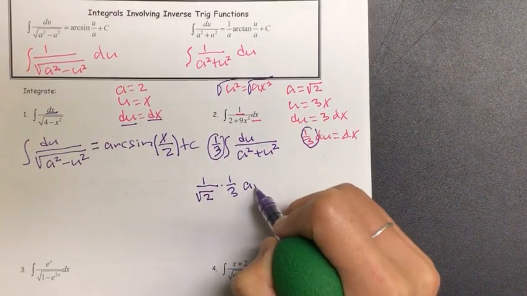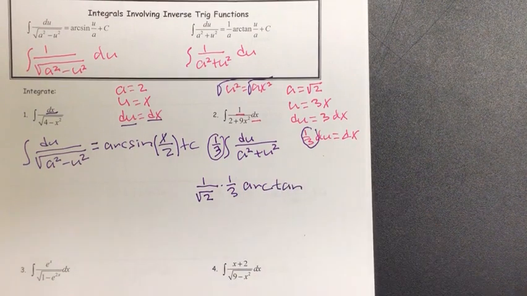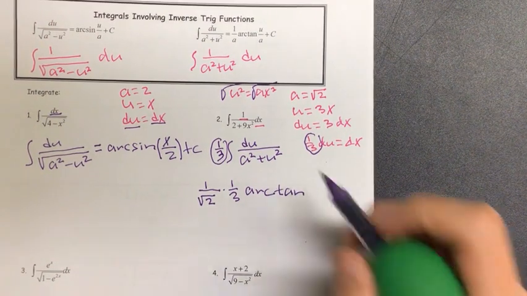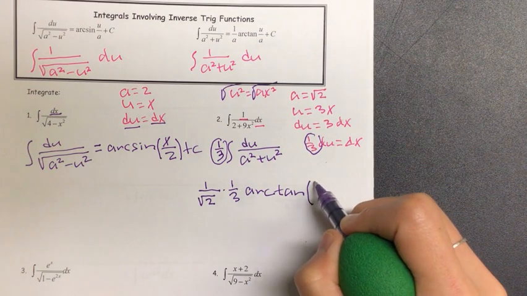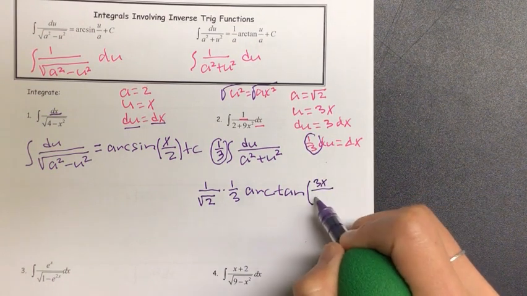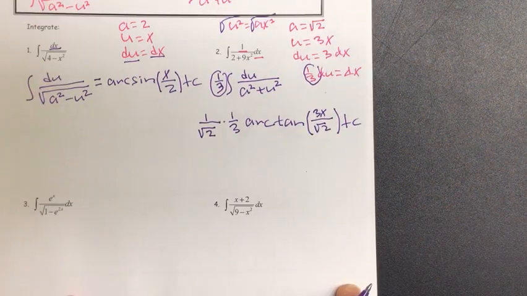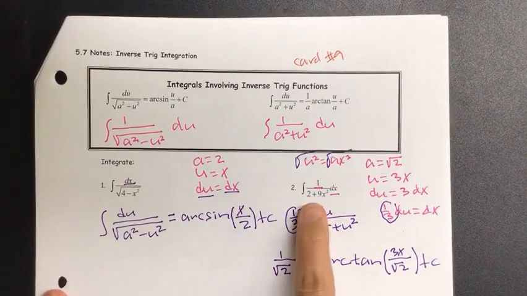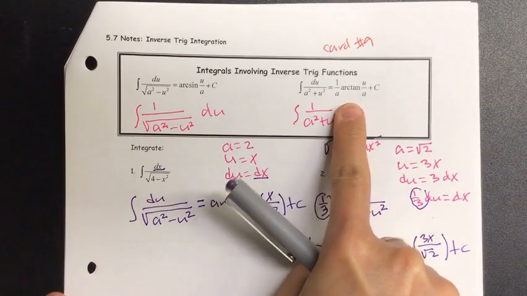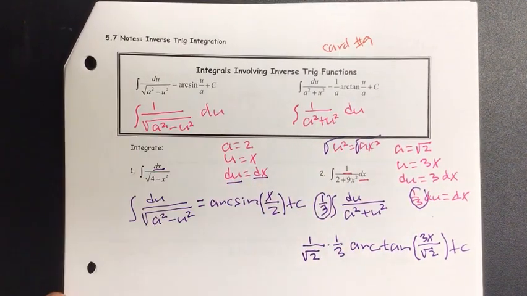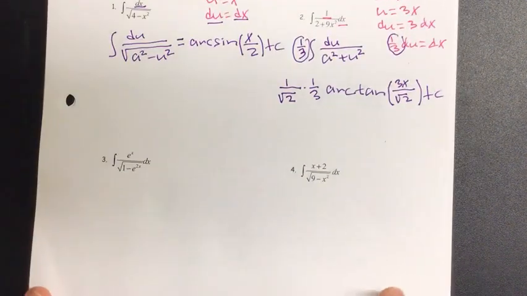Then I have arctangent. And the ratio for that one is u over a. What is u? 3x. What is a? Radical 2. And I need plus c. How do you know which formula to do? If it's got a plus sign, you go into the arctangent. If it's got a minus sign, you go to arcsine. Okay? All right. Let's go on to number 3.